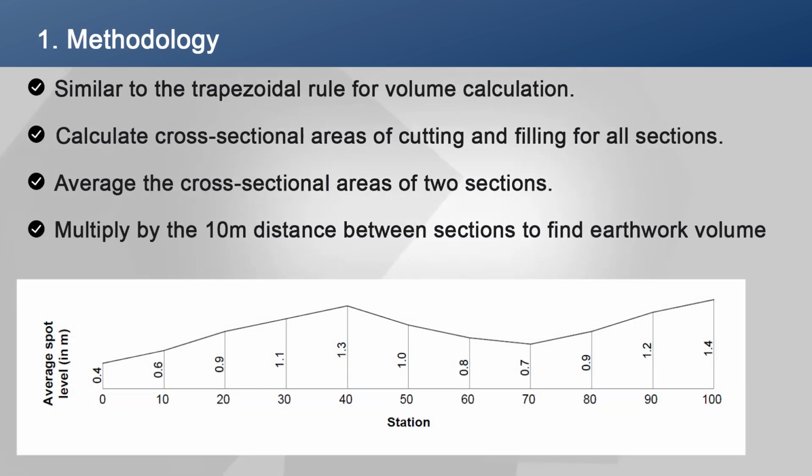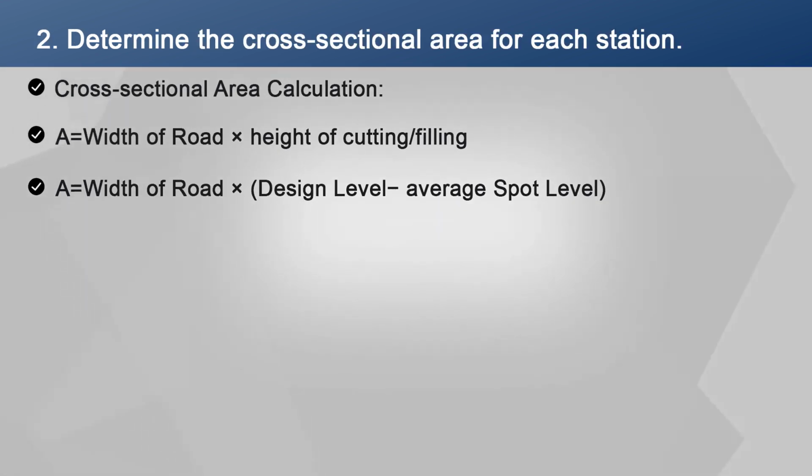So, what are we supposed to do? We are supposed to calculate cross sectional area for cutting and filling at various sections. Determining cross sectional area for each station indicates whether this station will require cutting or filling. Cross sectional area will be equal to width of the road into height of cutting or filling, or we can write cross sectional area as width of the road into (average spot level minus design level).